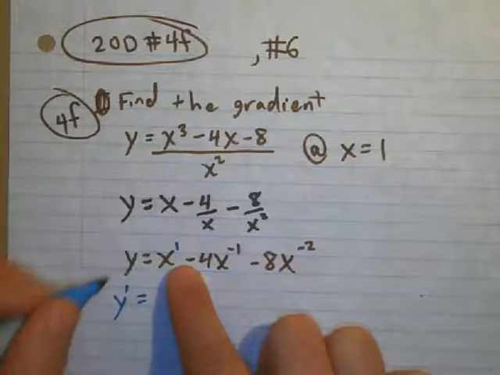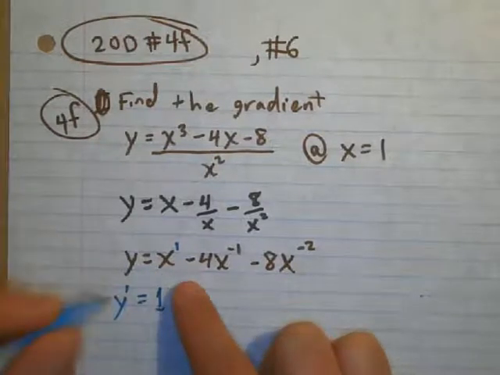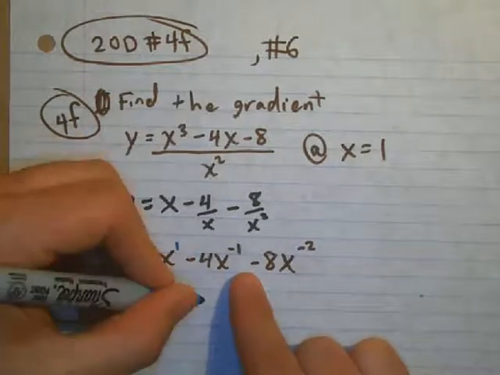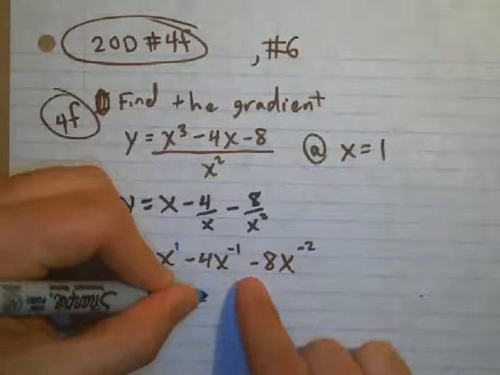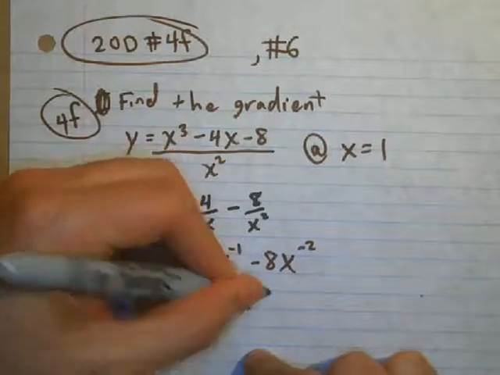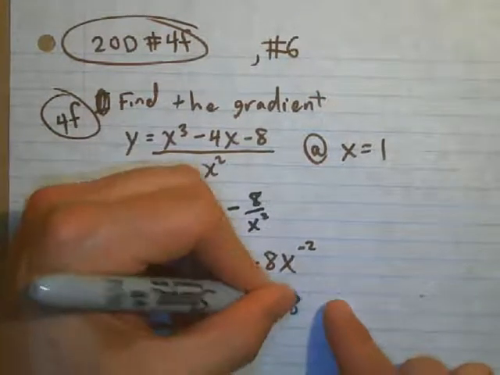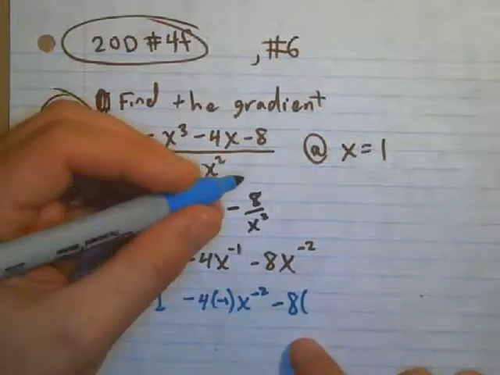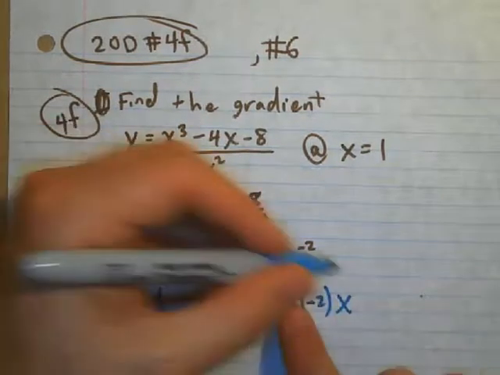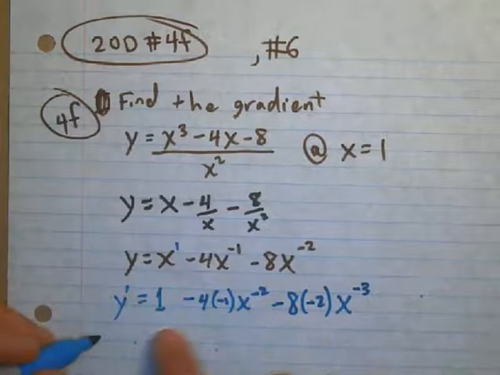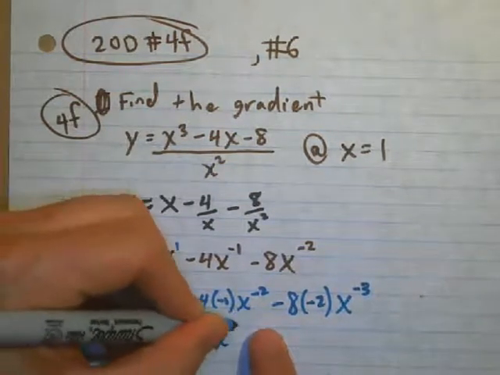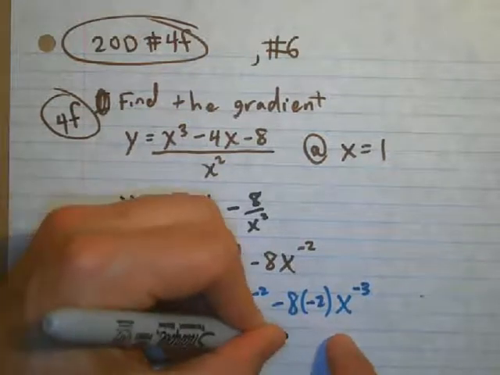this power comes to the front, so we have 1. And then if it decreases by 1, we have x to the 0, which is just 1. Okay, minus this power comes to the front, so we've got negative 4 times negative 1. Power decreases by 1, so it's x to the negative 2. Okay, minus 8 times this power comes to the front, so negative 2. And this power decreases by 1, so we have x to the negative 3. Okay, let's simplify this. y prime equals 1 plus 4x to the negative 2 plus 16x to the negative 3.